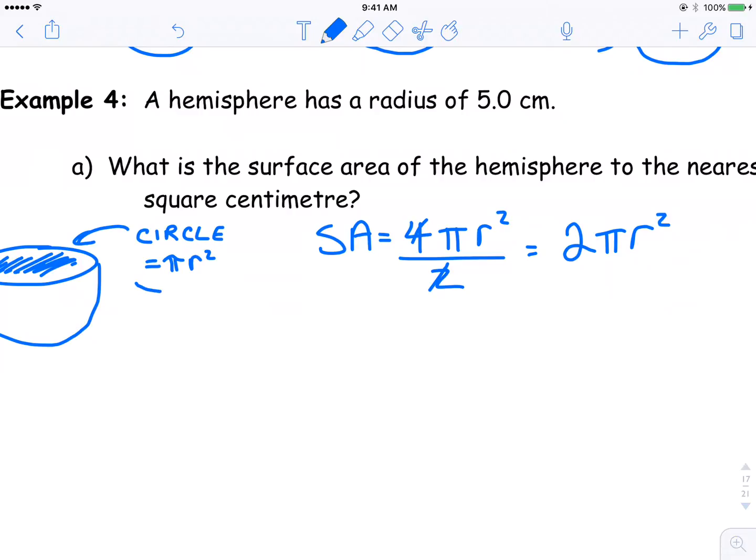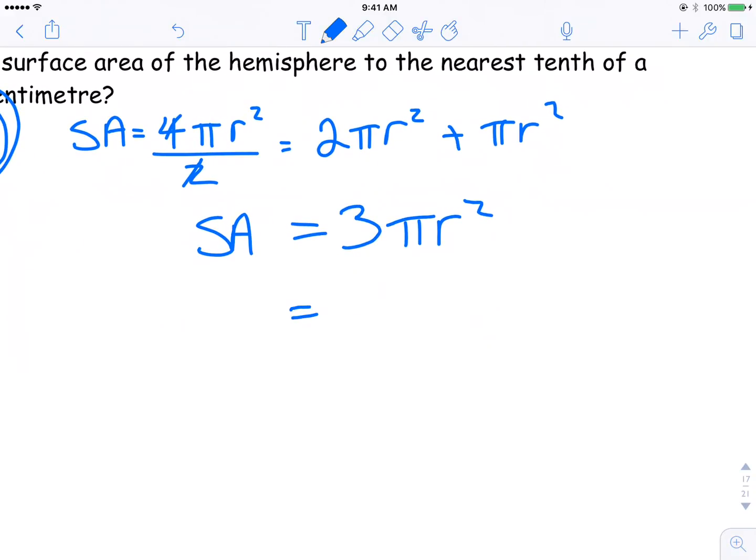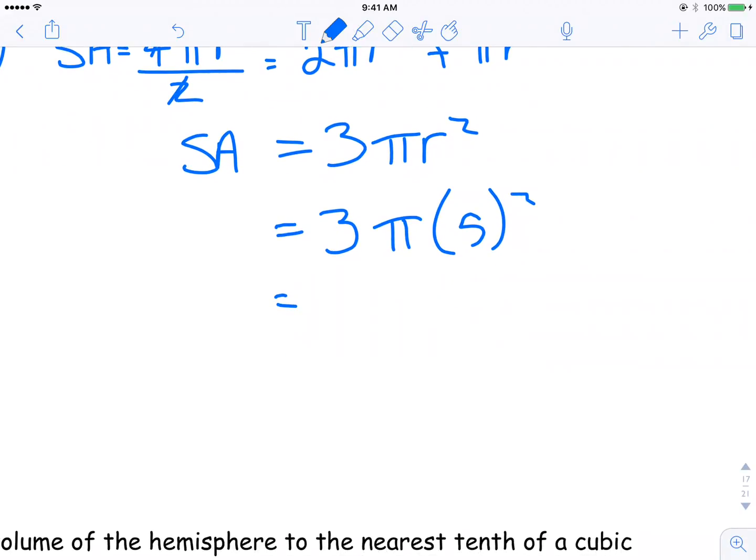But now I need to add in this circle part that's created when I cut that solid figure in half. So I have to add a pi r squared. So really the surface area of a solid hemisphere is 2 pi r squared plus pi r squared, or 3 pi r squared. So remember, you have to look at the wording of the question to decide whether or not to include that circle face. Now I can simply substitute into my formula. 3 times pi times 5 squared, or 75 times pi.